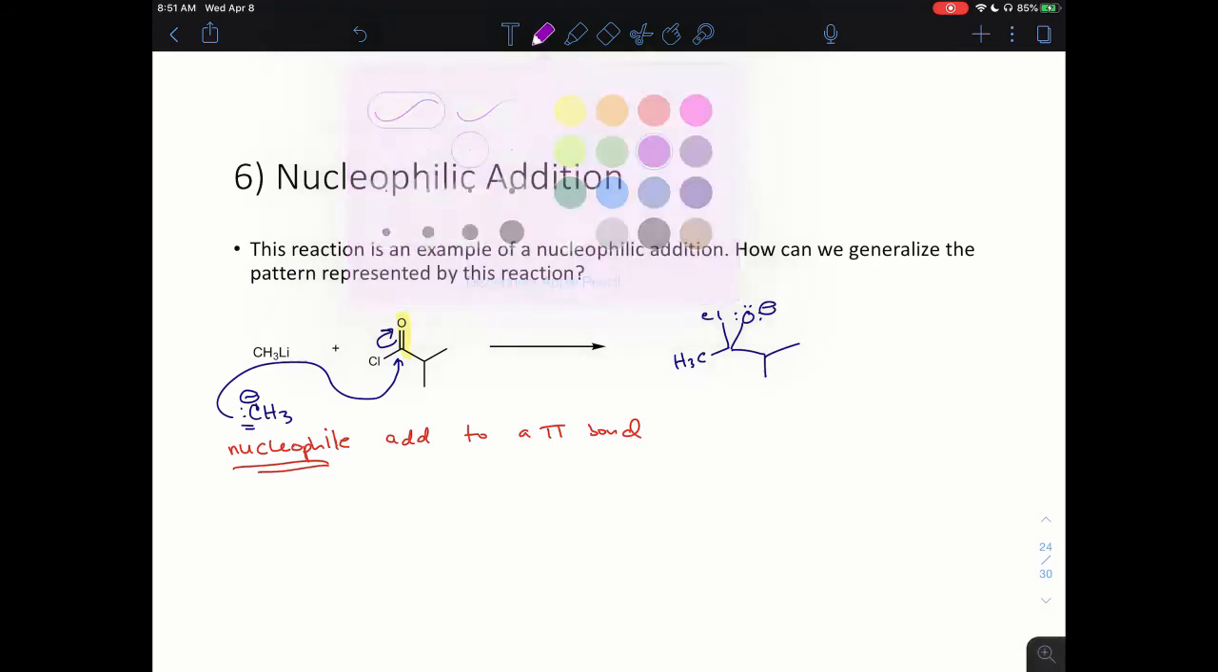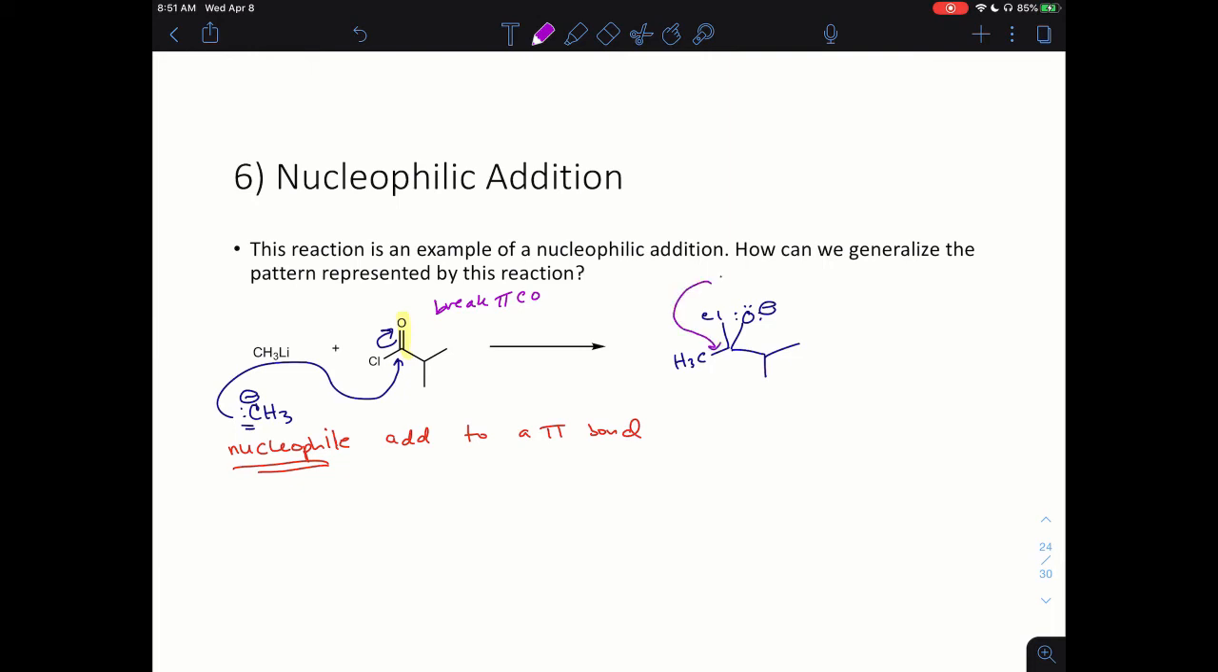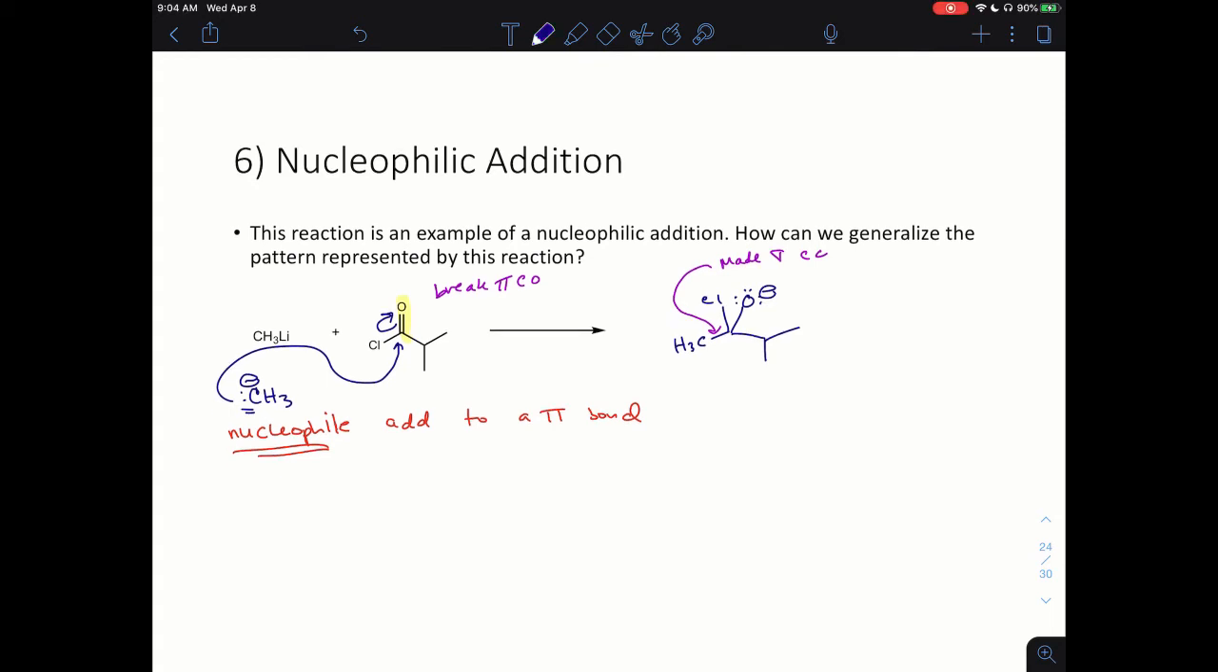All right, so let's write all this down. We're going to break pi CO because we filled pi star CO, and then we made a new sigma bond. Cool, so that's a nucleophilic addition. You add a nucleophile to a pi bond. If you guess that we're going to discuss the reverse of nucleophilic addition now, you're right.